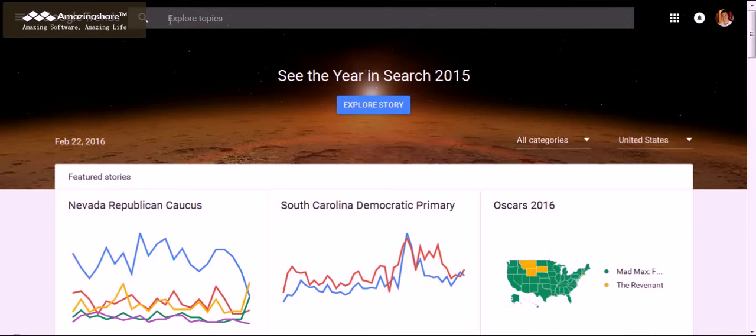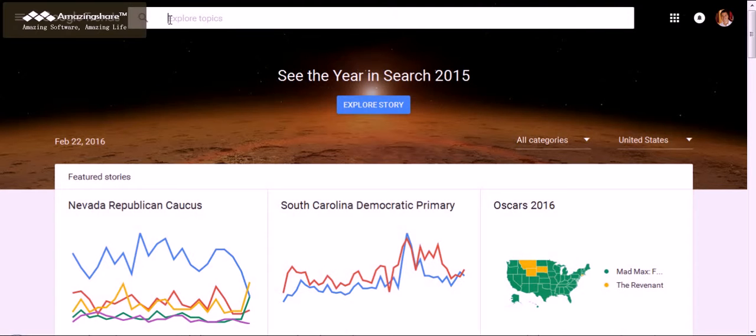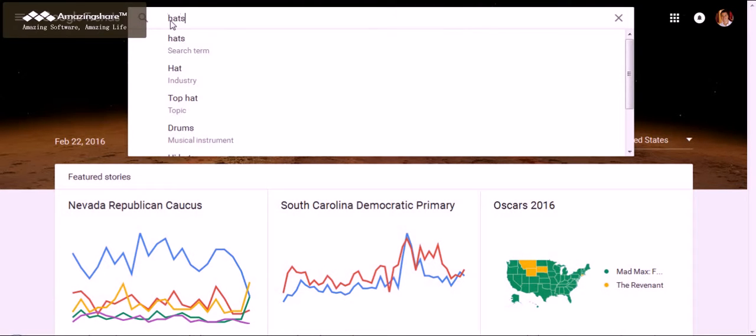So we're already on Google Trends, and I'm going to put in the word hats here. Why? For the sake of this example, we're going to say you're super excited about a new gadget that you've dreamt up for hats. Anything's possible. So we're going to add hats and see what pops up.